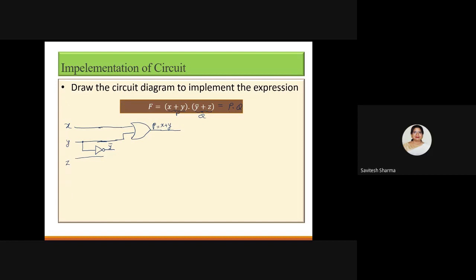And the next expression is q. Q is y bar plus z. Again the plus operator is there. So again I will take one more OR gate, and I will join y bar and z. So this is your q.